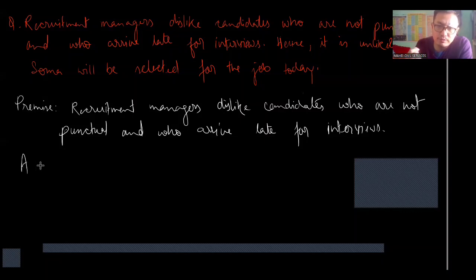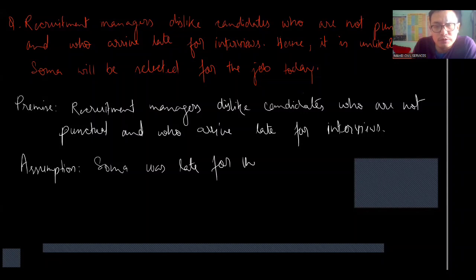So, what can be a possible assumption? Soma is going to be late, or Soma will be late for the interview. This is an assumption. Okay. Soma was late. Soma was late for the interview.